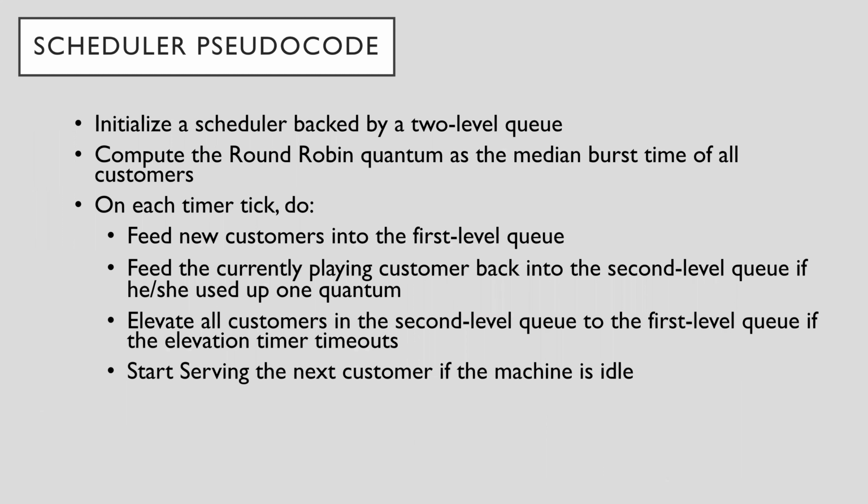Here is how our scheduler works. It first initializes and computes the round-robin quantum as the median burst time of all customers. On each timer tick, do the following: feed new customers into the first-level queue, and feed the currently playing customer back into the second-level queue if he or she used up one quantum. Elevate all customers in the second-level queue to the first-level queue if the elevation timer times out. Start serving the next customer if the machine is idle.